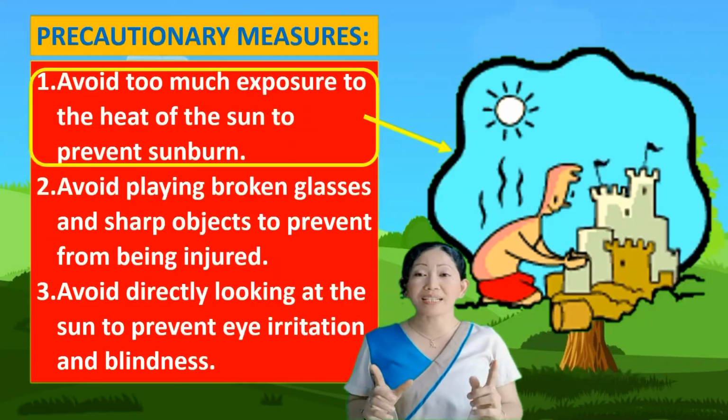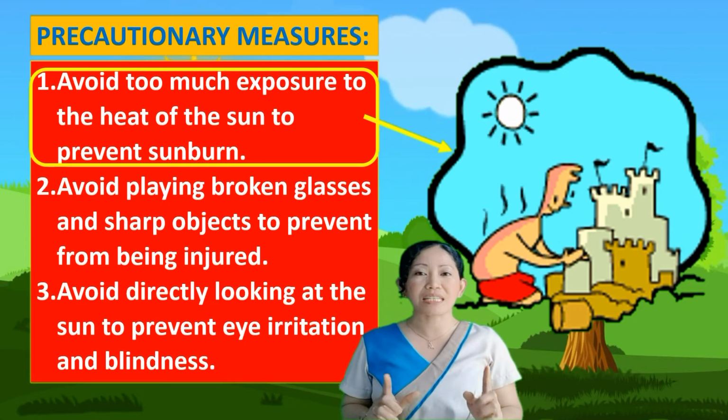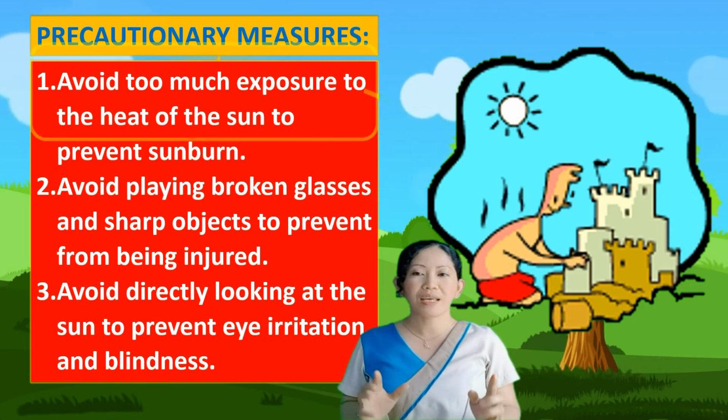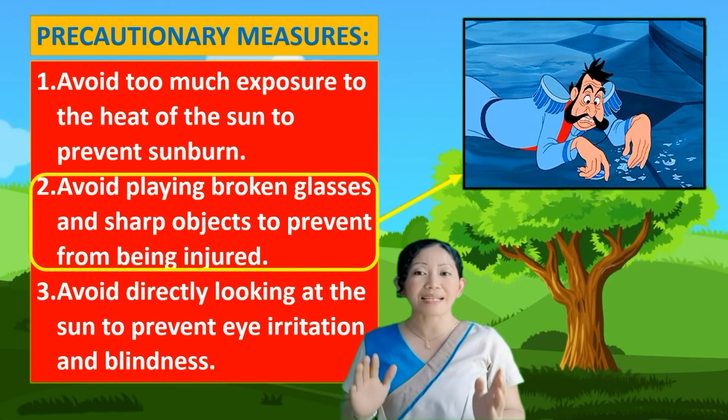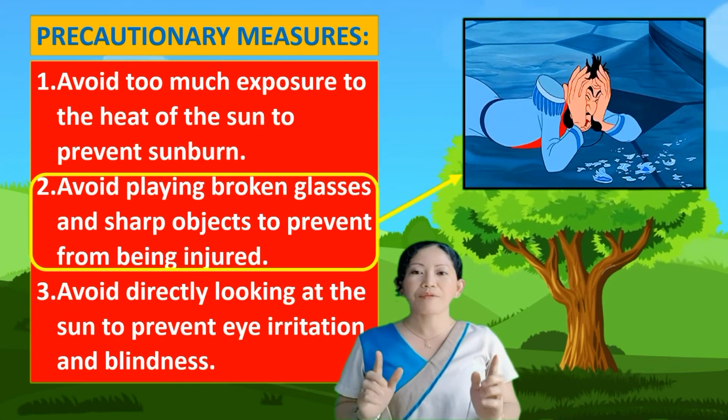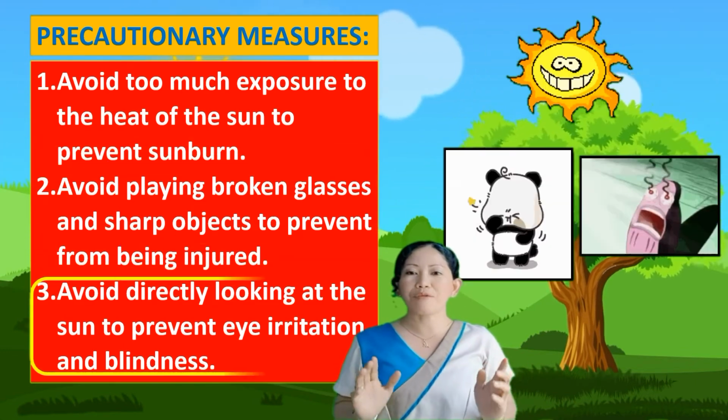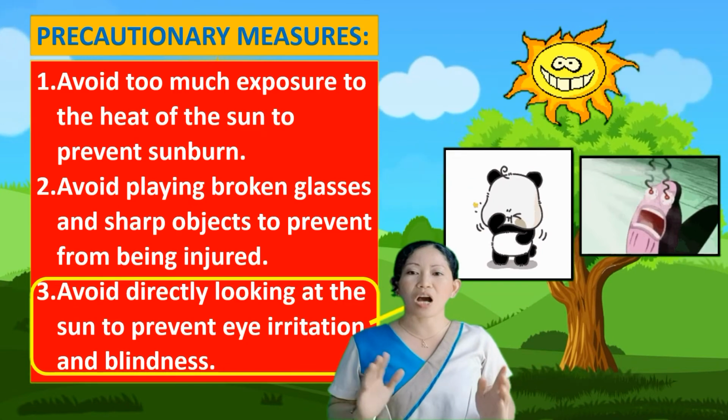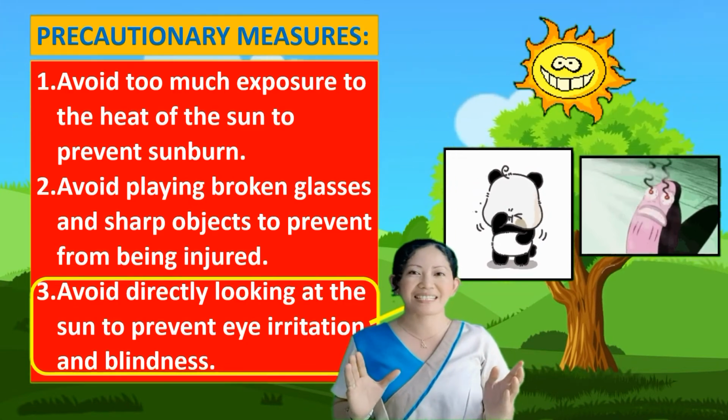Precautionary measures. Number 1, avoid too much exposure to the heat of the sun to prevent sunburn. Number 2, avoid playing with broken glasses and sharp objects to prevent being injured. Number 3, avoid directly looking at the sun to prevent eye irritation and blindness.